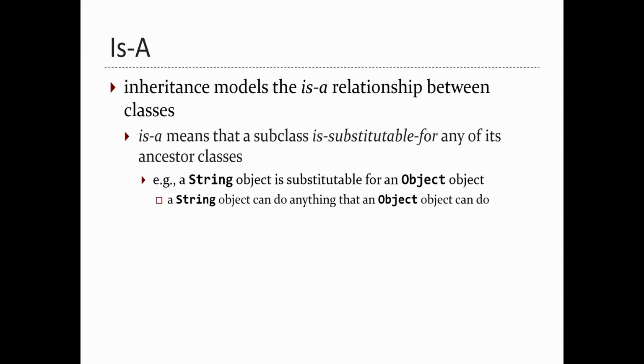It actually means something more than that. What it really means is anything that Object says it can do. So if we look at its methods and you look at the contracts for its methods, a String object is also supposed to be able to do those things and respect the contracts of Object.